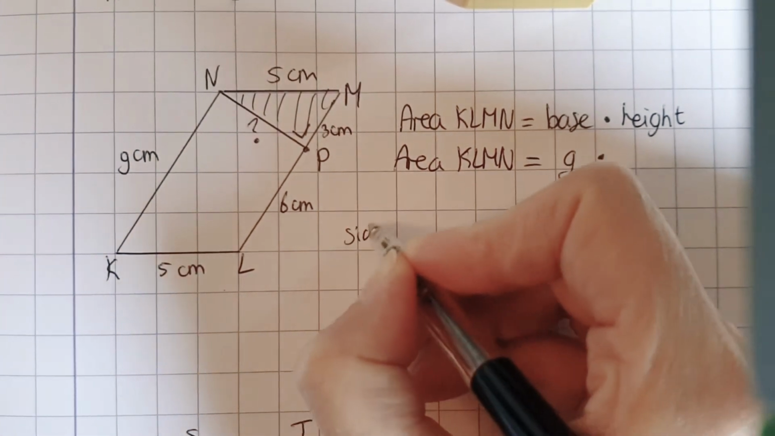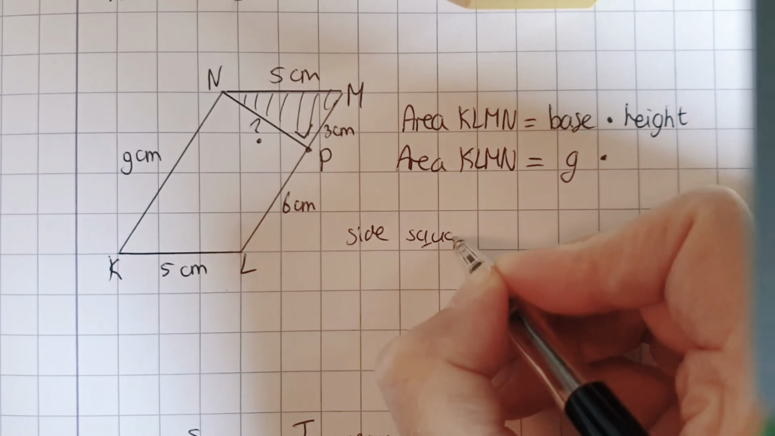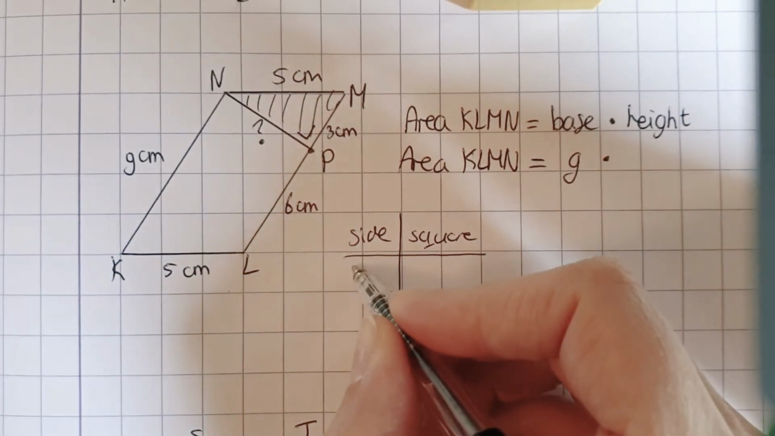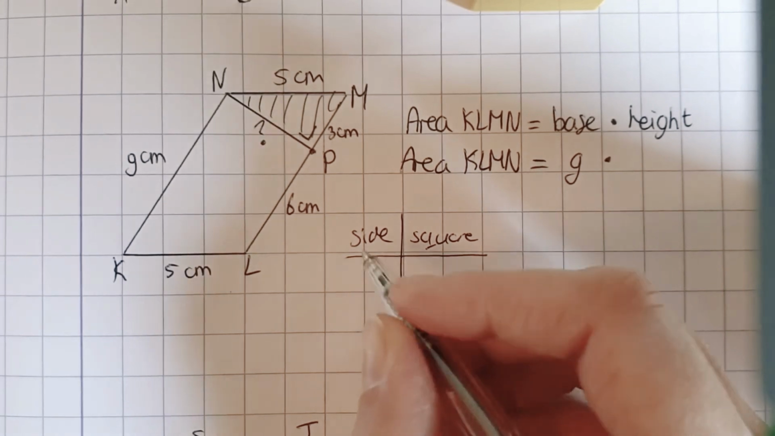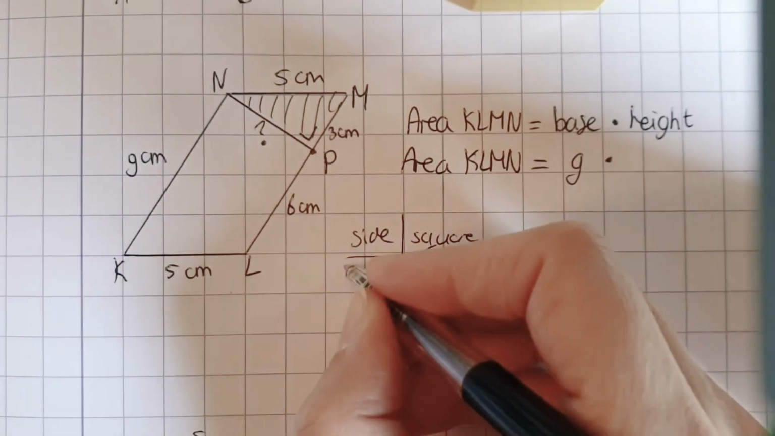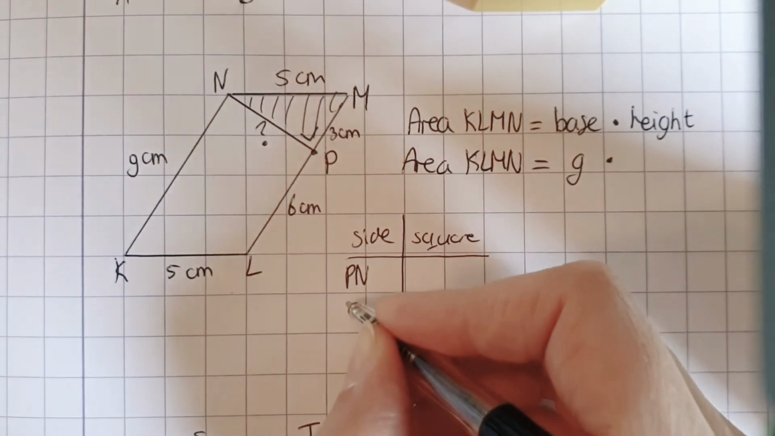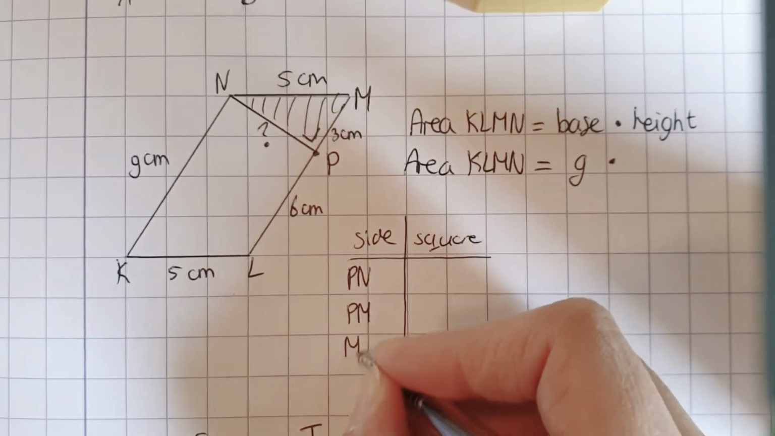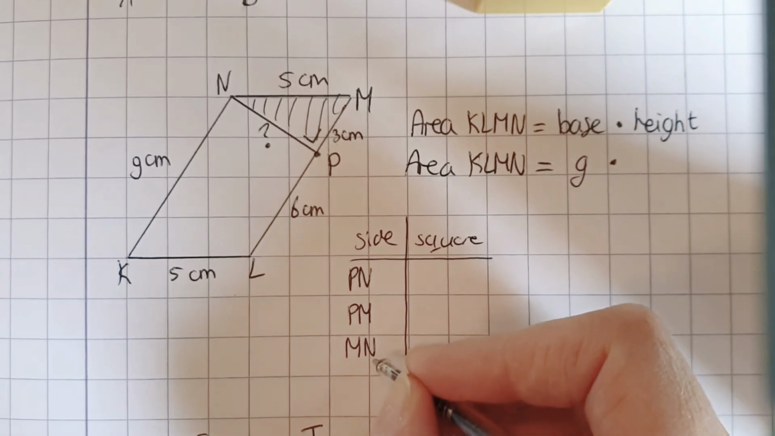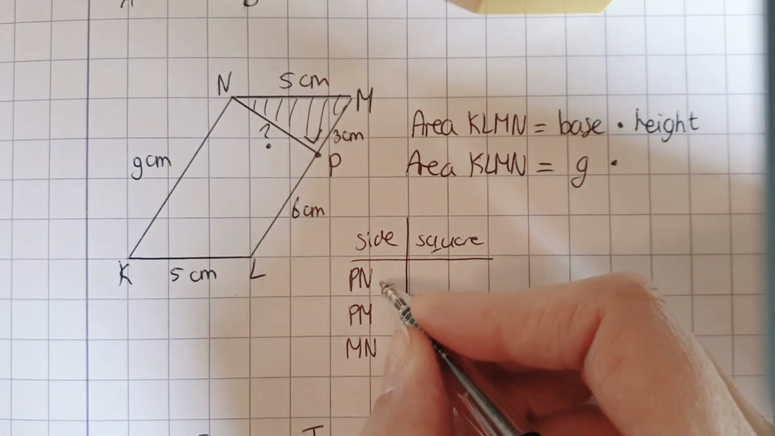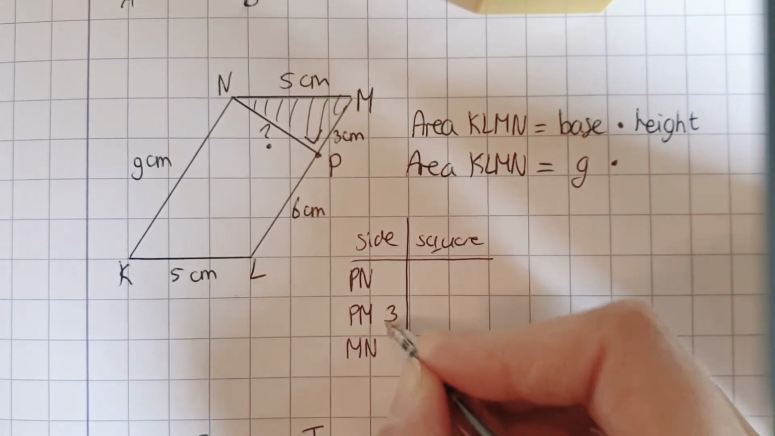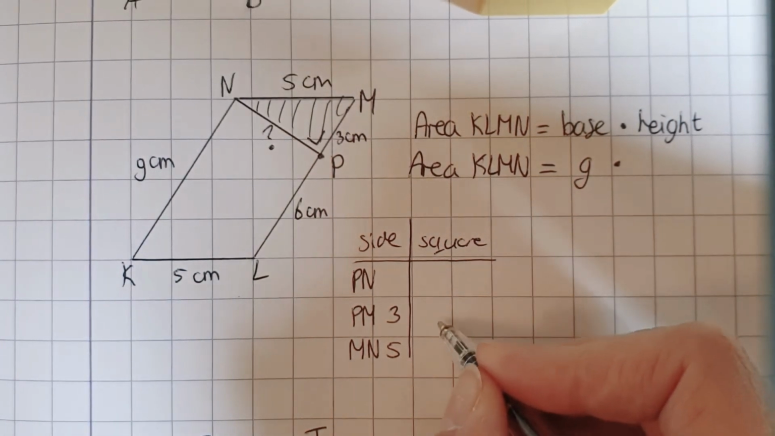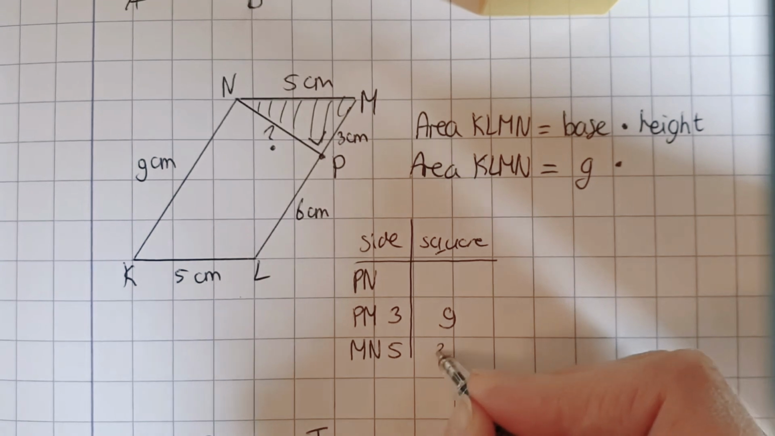Side, square, and then this table, remember? First you write down the 2 sides connected to the 90-degree sign. PN is connected to the 90-degree sign. Also PM is connected to the 90-degree sign. And the hypotenuse is the last one, is MN. I'm going to fill in whatever I know. I don't know this one. I do know this one. And I do know this one. I'm going to do them squared. 3 squared is 9. 5 squared is 25.